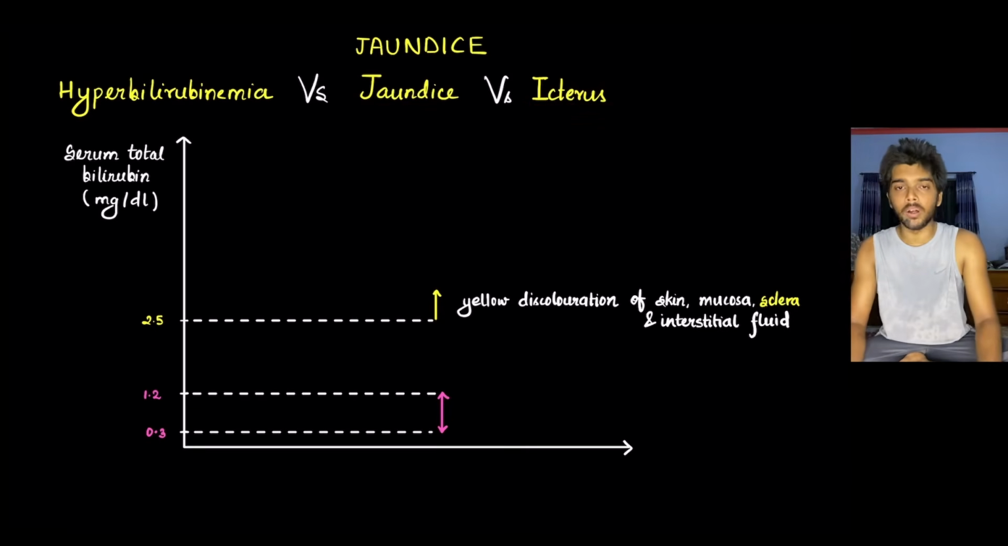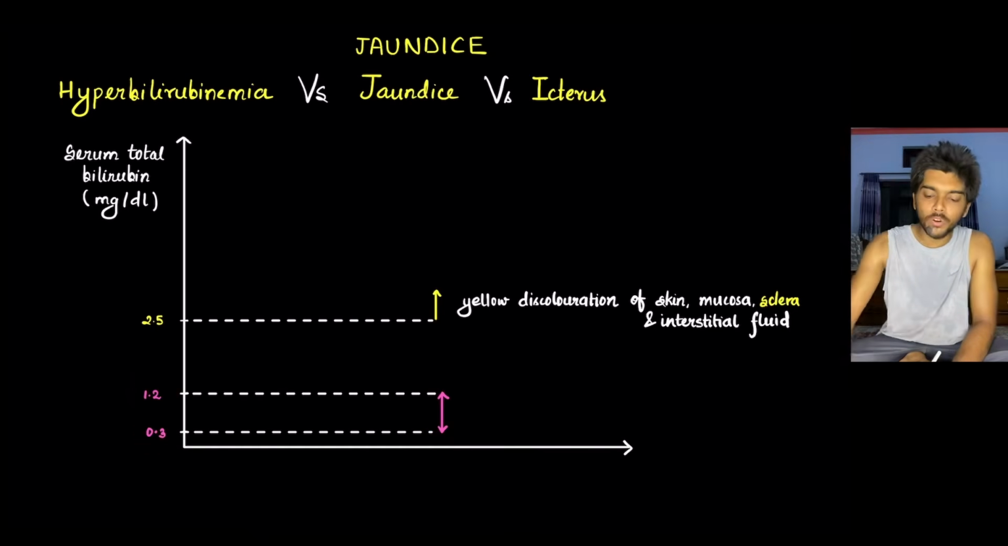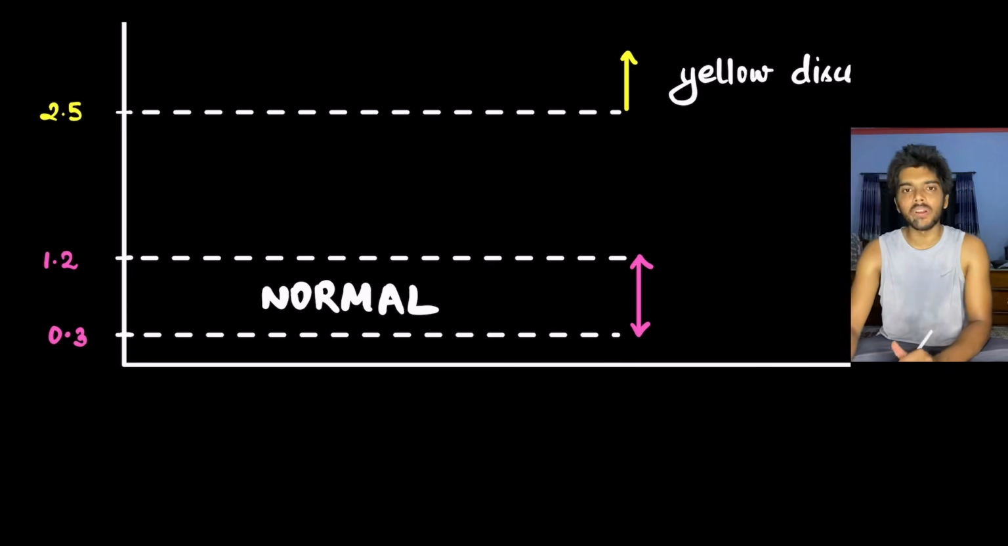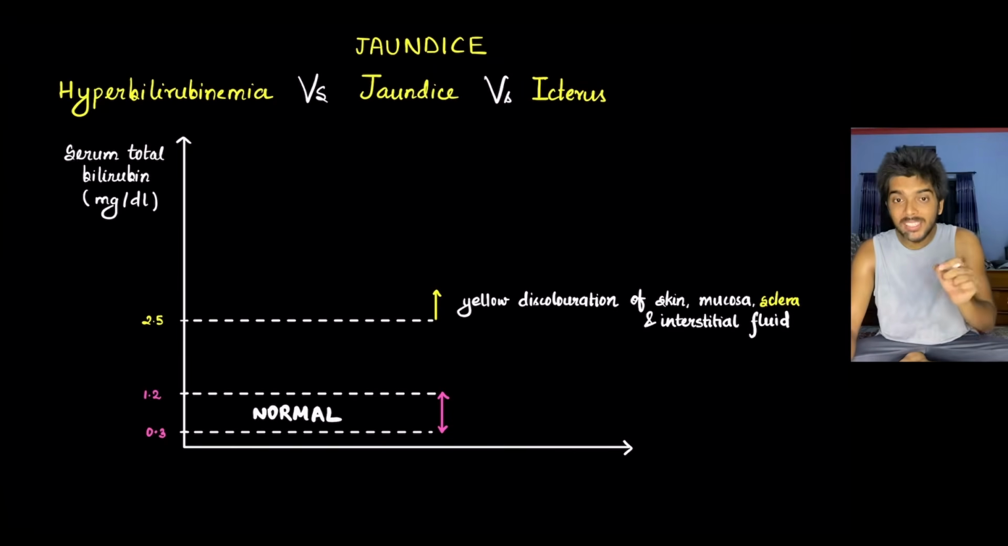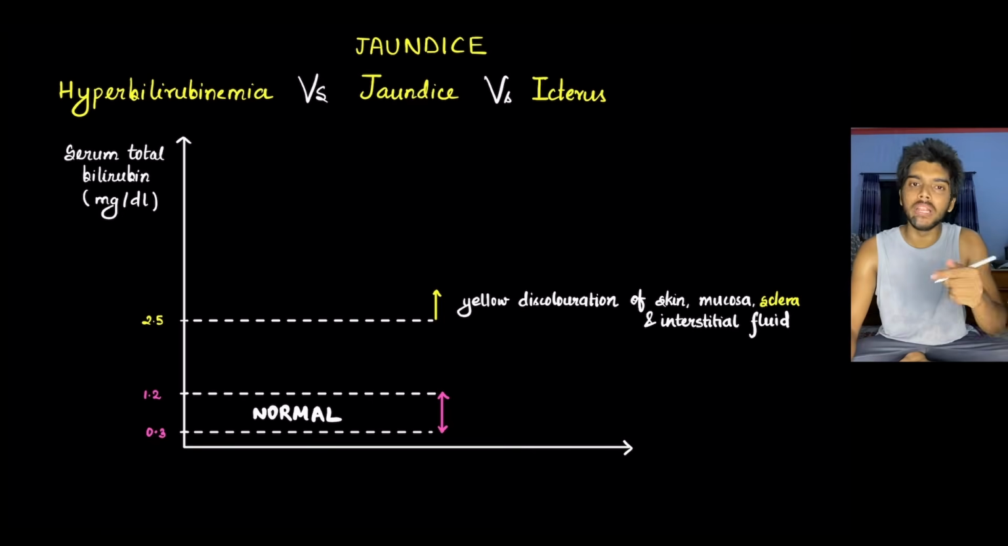See, within your blood, the total bilirubin level normally is 0.3 milligram per deciliter to 1.2 milligram per deciliter. So this is the normal range of total bilirubin in your serum or blood. When the serum total bilirubin level becomes greater than the normal upper limit, that is greater than 1.2 milligram per deciliter, then that condition is referred to as hyperbilirubinemia.